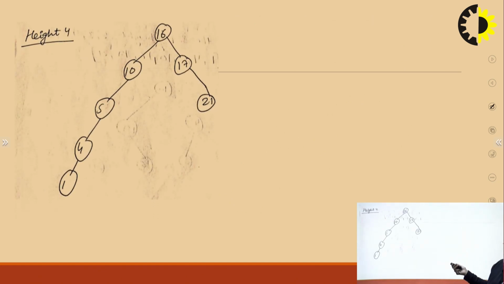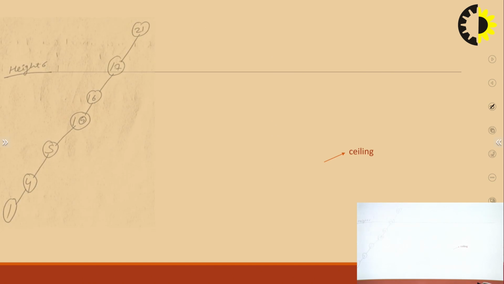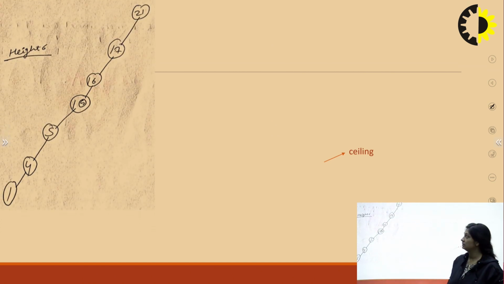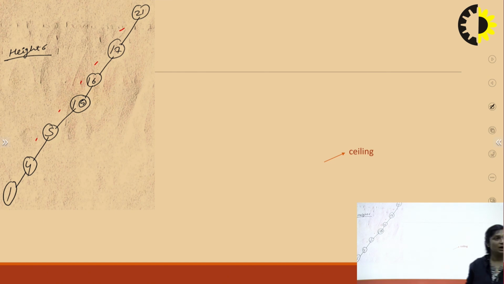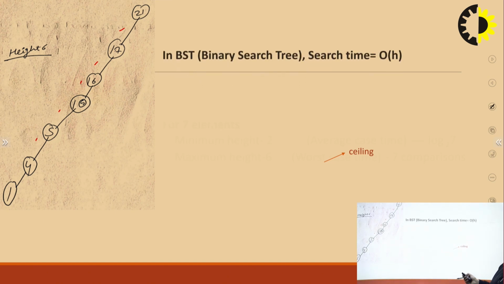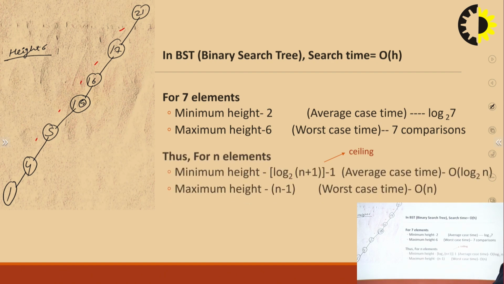This is of height 4. From here you can count 1, 2, 3 and 4 for the same elements. Now see the next. This is height 5: 1, 2, 3, 4 and 5 for the same elements. And next is height 6, and there are 7 elements in this: 1, 2, 3, 4, 5, 6. Total elements 1, 2, 3, 4, 5, 6, 7. It means the maximum height is 6 in this binary search tree for 7 elements.